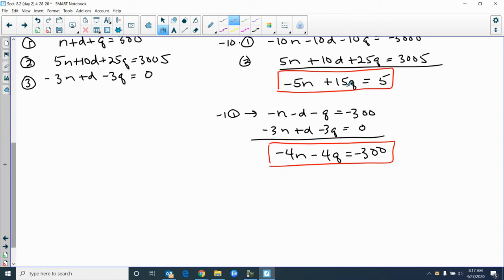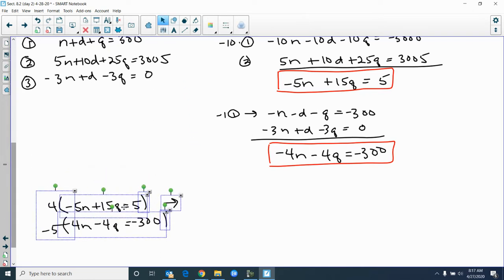All right, here's the whole goal, is to come up with a 2 by 2 system. So you break it down, 3 by 3 now reduces to 2 by 2. So I have negative 5n plus 15q equals 5, and then I got negative 4n minus 4q equals negative 300. All right, I need to get rid of a variable. I think I'm going to multiply the top one by 4 and the bottom one by negative 5. And again, double, triple check, so hopefully I don't make a careless mistake here.